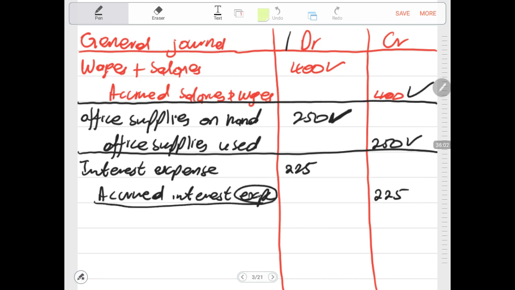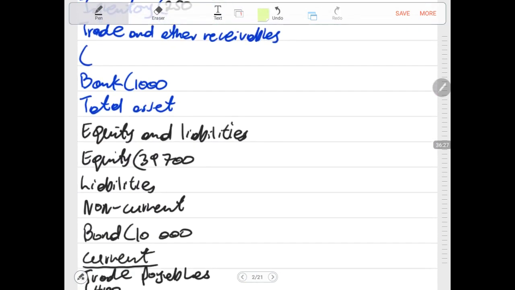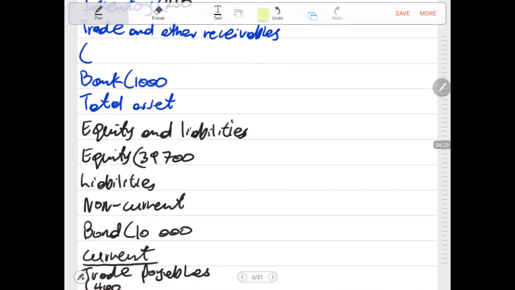expense. What type of account is accrued expense? Accrued expense is a liability. So now a liability is recorded in the statement of financial position. Which side does the liability increase? Liabilities increase on the credit side. So now that means this amount must be increasing our liabilities, and those liabilities are called trade and other payables.